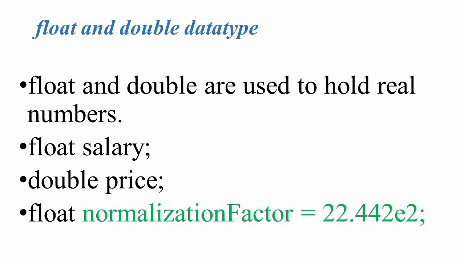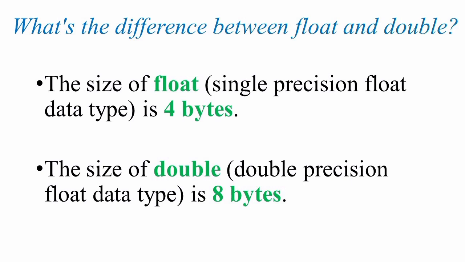Float and double are used to hold real numbers. For example, float salary, double price. In C programming, floating point numbers can also be represented in exponential. For example, float normalizationFactor = 22.442e2. Next, the difference between float and double. The size of single precision float data type is 4 bytes and the size of double precision float data type is 8 bytes.